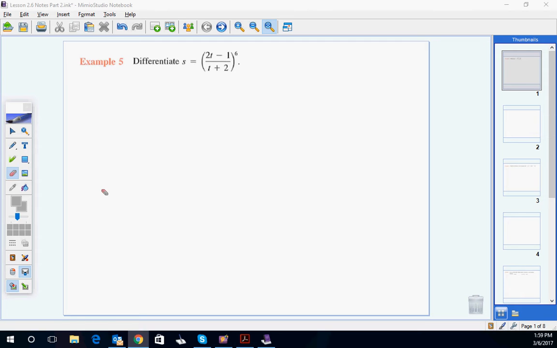So differentiate S. So S is the function of t. So still chain rule. So we're taking the derivative of the group. So we drop the 6. So that's step 1. That's the easy step, derivative of the outside. Okay, now the derivative of the inside, we have to do the quotient rule.